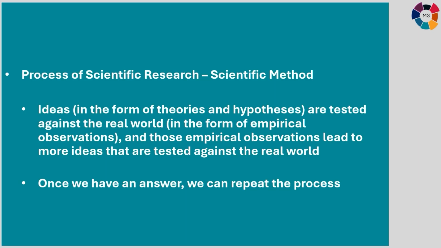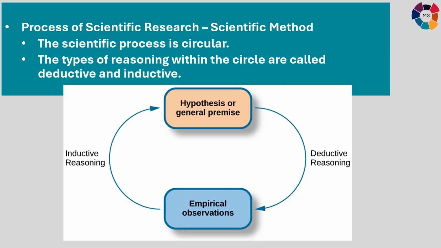Part of the process of scientific research is using the scientific method. Ideas in the form of theories and hypotheses are tested against the real world in the form of empirical observations. And those empirical observations lead to more ideas that are tested against the real world. Once we have an answer, we can repeat the process. The scientific process is circular.